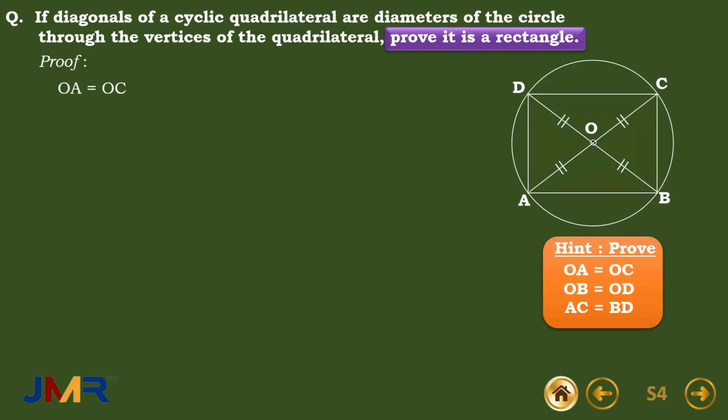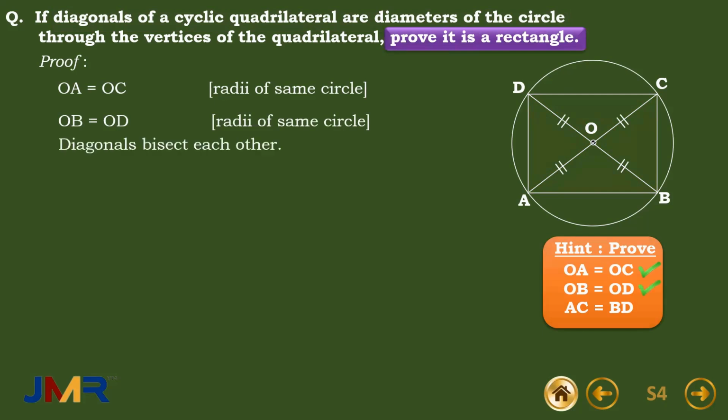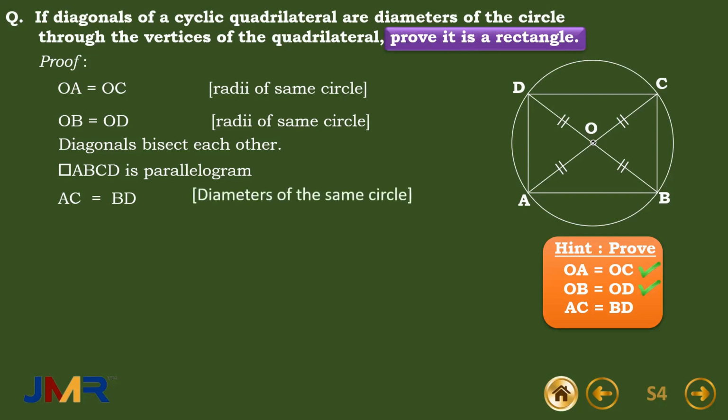OA is equal to OC. Why? Radii of the same circle. OB is equal to OD. The reason is the same, radii of the same circle. Therefore, ABCD is a parallelogram because the diagonals bisect each other. And AC is equal to BD. Why? In the problem itself, it is given that AC and BD are the diameters of the same circle. Diameters of the same circle are equal in length. Therefore, AC is equal to BD. That means ABCD is a parallelogram and the 2 diagonals are equal. Therefore, ABCD is a rectangle.